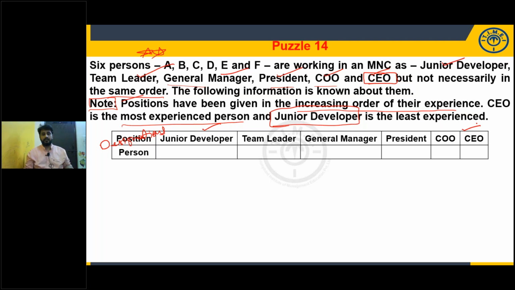Very important model. Designations based. You have to freeze the designations in the order, either least to highest or highest to least. It could be anything.